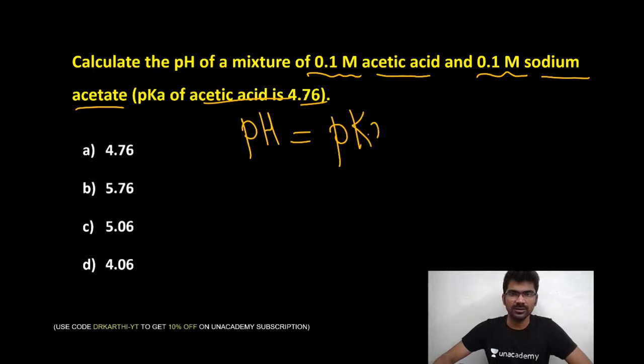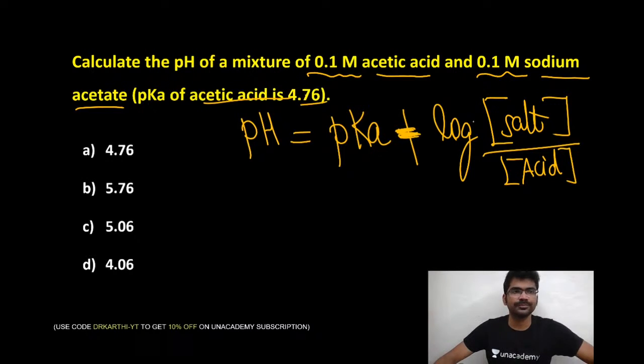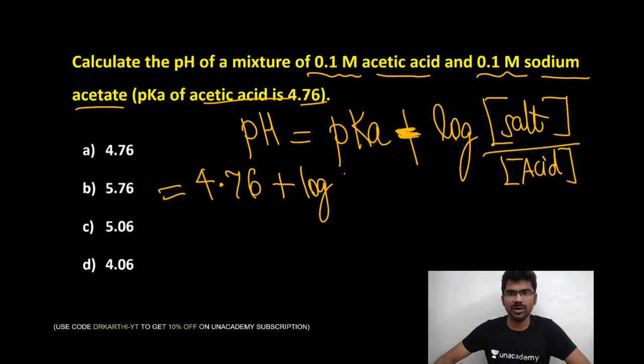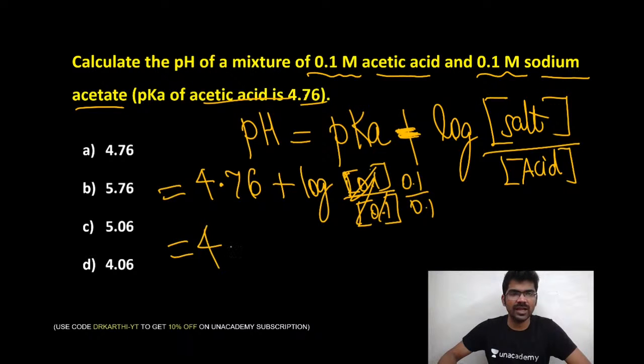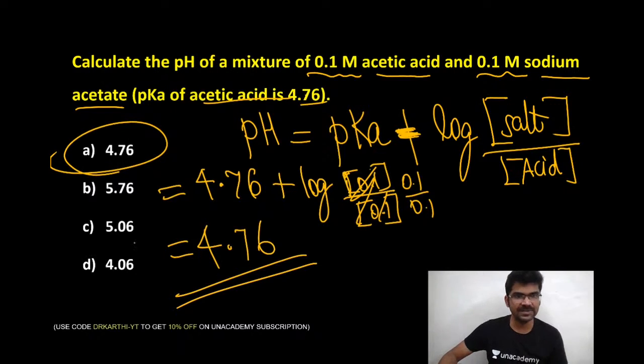pH equals pKa plus log salt by acid, right? Just use this equation and calculate now. What is the pKa? pKa is 4.76 plus log 0.1 by 0.1. This concentration is not required, just log 0.1 by 0.1. So log 1 is 0, so the value you will get is 4.76, right? The answer will be 4.76.